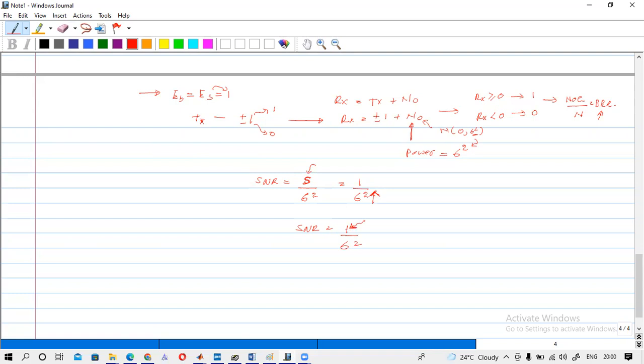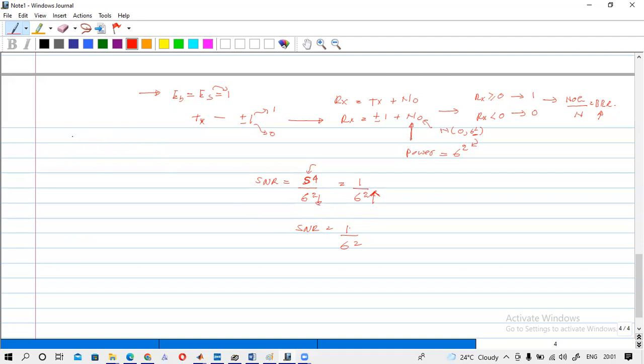So SNR will be 1 by sigma square. I am changing this sigma, which means I am changing the SNR. You know that if we have a higher SNR value, that means we have a good channel. For a higher SNR value, our signal power is high and our noise power is low. So a higher SNR value will be very good.